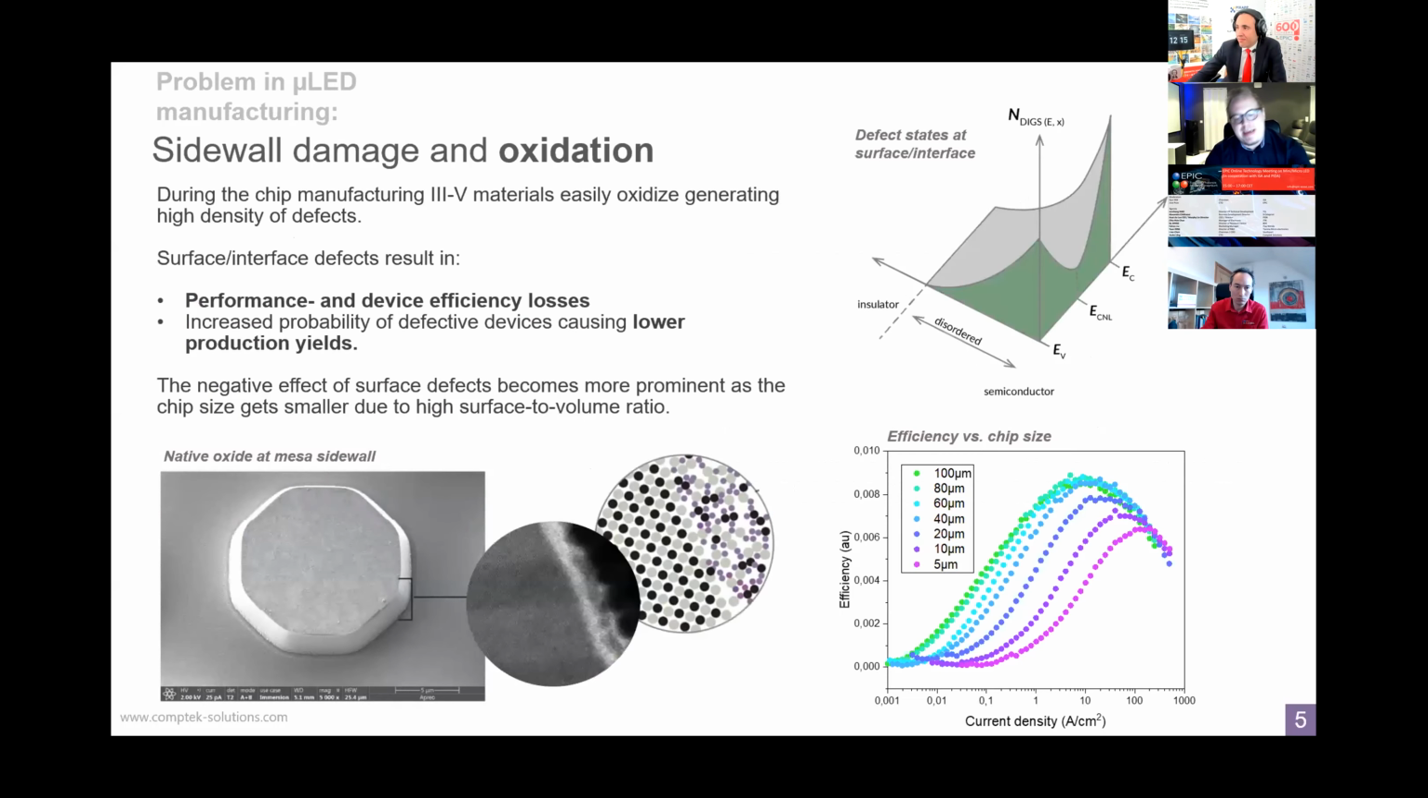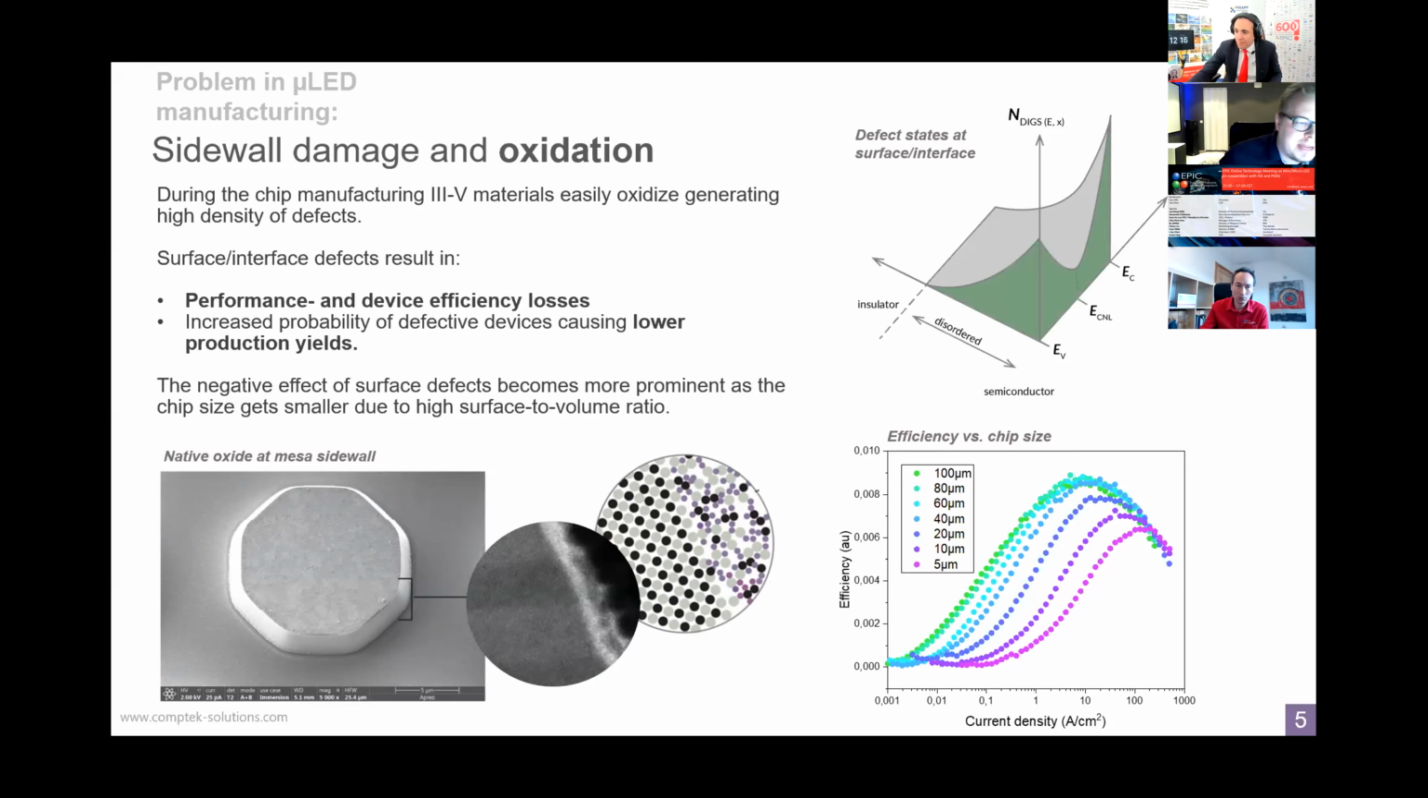So what is happening at the micro LED sidewall? When you define your LED, you of course do etching by dry processes like ICP. You generate some amount of defects on the sidewall already. But then when you remove that wafer, for instance, from the processing tool, you actually oxidize those surfaces. And III-V materials, which the micro LEDs are made of, are very aggressively oxidized. And here is one very nice picture.